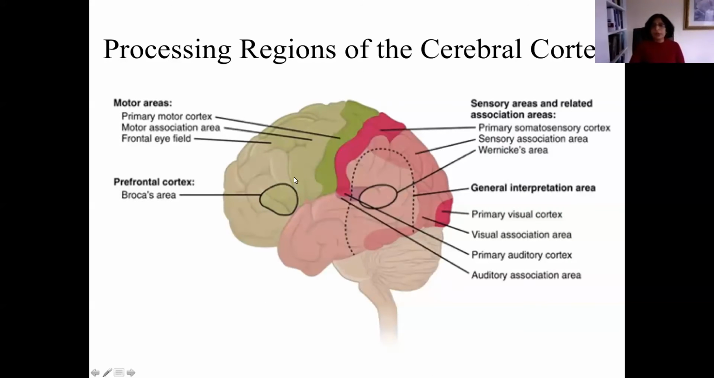Okay, so same thing here, primary visual cortex, and then the auditory cortex, the somatosensory cortex, and then the primary motor area.